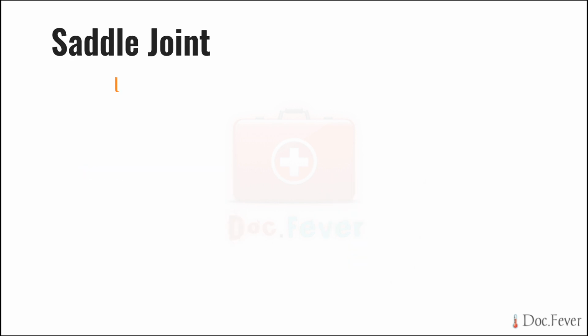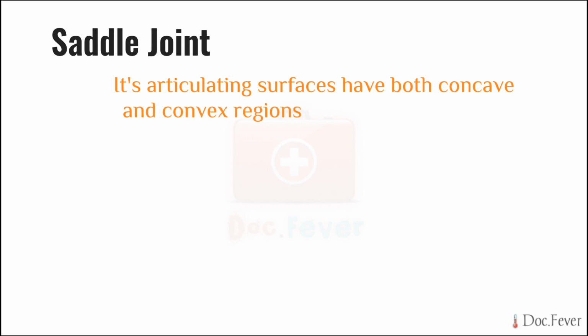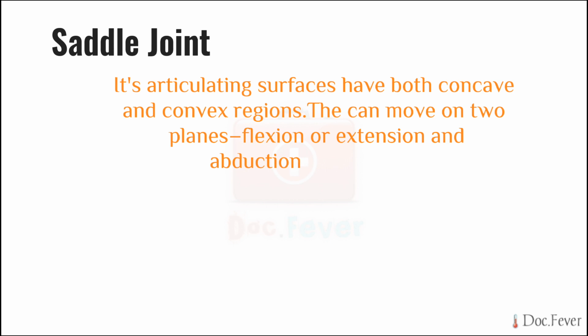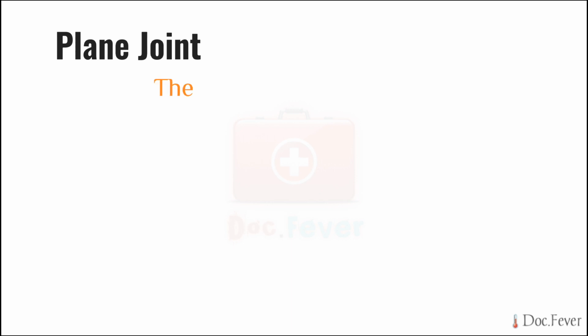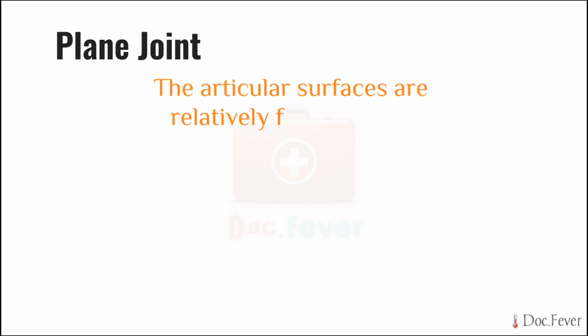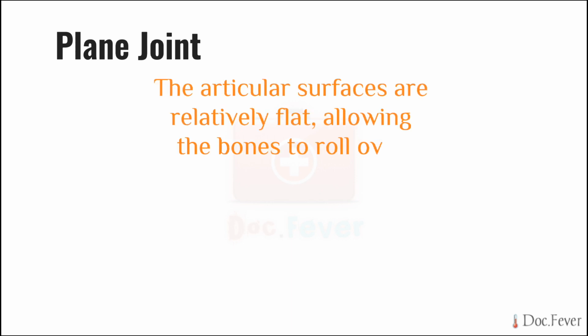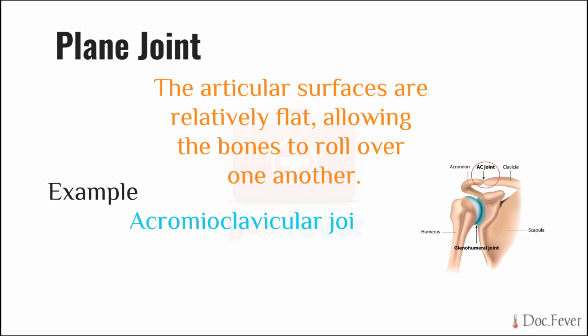Saddle joint. Its articulating surfaces have both concave and convex regions that can move on two planes: flexion or extension and abduction or adduction. Its example is the carpometacarpal joint. Plane joint. The articular surfaces are relatively flat, allowing the bones to roll over one another. Its example is the acromioclavicular joint.